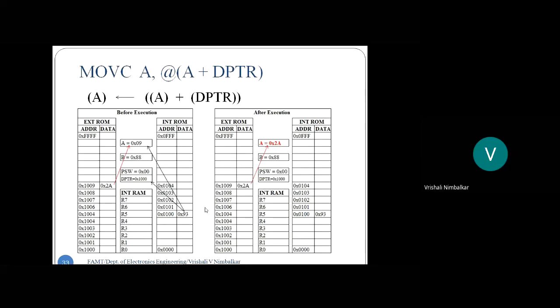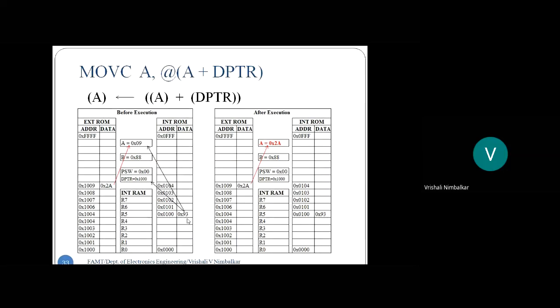A clearer understanding, right? Again, this is the same example. This is MOVC A, @A plus DPTR. It is an indexed addressing mode and a 1 byte instruction. Right? 1 byte means there is only that opcode, 93 hex. We always write the program in ROM memory. So where have we written it? We have assumed 100 is the ROM location where we are writing the program. So 93 hex is the opcode of this instruction.